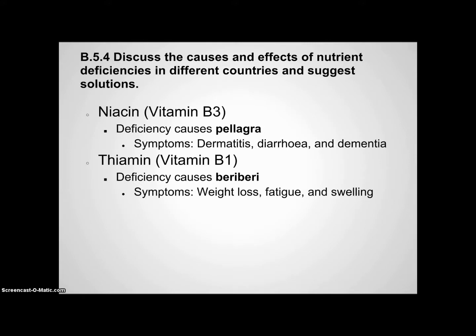Other deficiencies are niacin, vitamin B3, which is water soluble, and it causes pellagra, which is most commonly associated with diarrhea because of its role in the digestive system. Thiamine is another one related to metabolism and digestion, vitamin B1, which is also water soluble, and it causes weight loss, fatigue, and swelling.